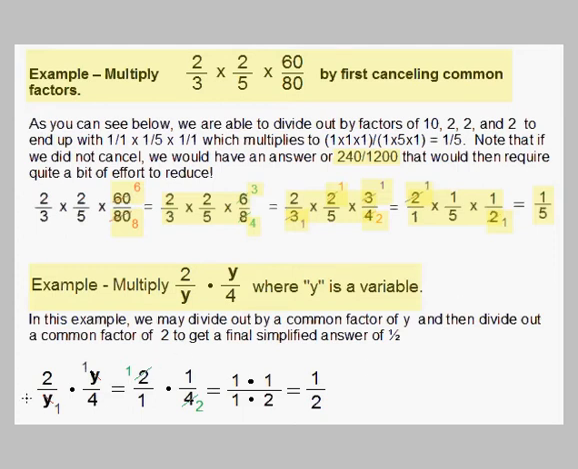Here, y and y share a common factor of y. Y divided by y is 1. Also, 2 and 4 share a common factor of 2. 2 divided by 2 is 1. 4 divided by 2 is 2. So all we have left after we cancel is 1 over 1 times 1 over 2, and that multiplies out to 1/2. You can kind of see the value of canceling here. By canceling, we got rid of that algebraic variable.